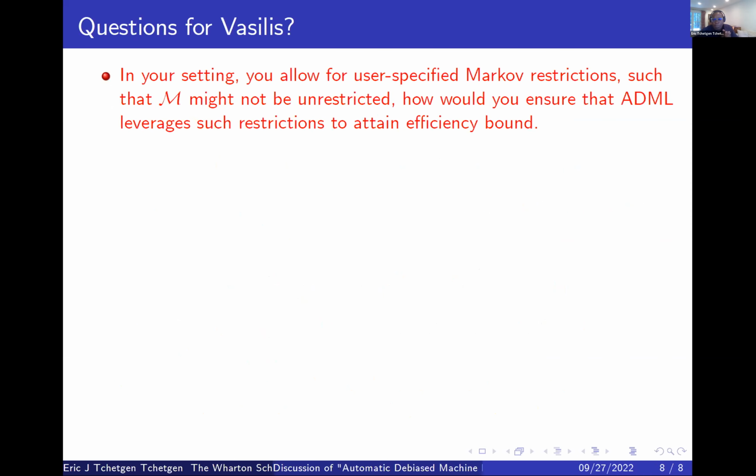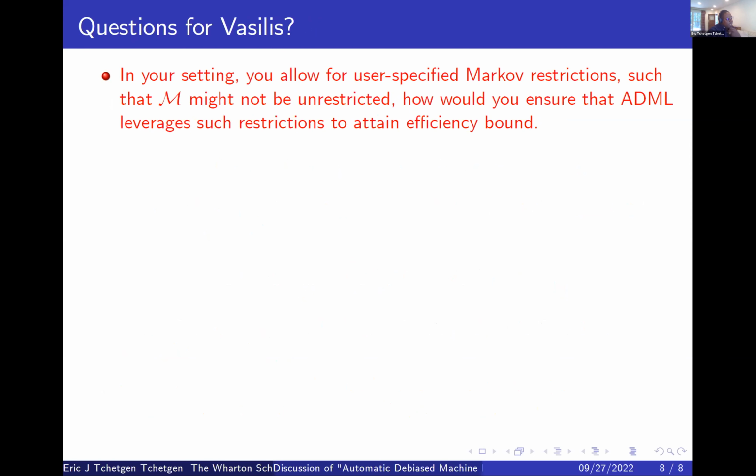All right, so let me turn to, I hope we have a few minutes for discussion. I have some questions for Vasilis. In this setting, you allow for user-specified Markov restrictions sometimes, at least in the paper. I know you didn't get a chance to get into it, such that the model might not be unrestricted. How would you ensure that ADML leverages such restrictions to attain the efficiency bound? Okay, so that may not always be something that you want to pursue, but sometimes you may need to try to get as much efficiency as possible.